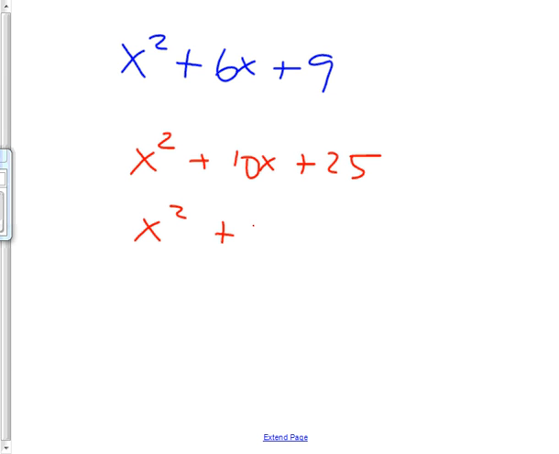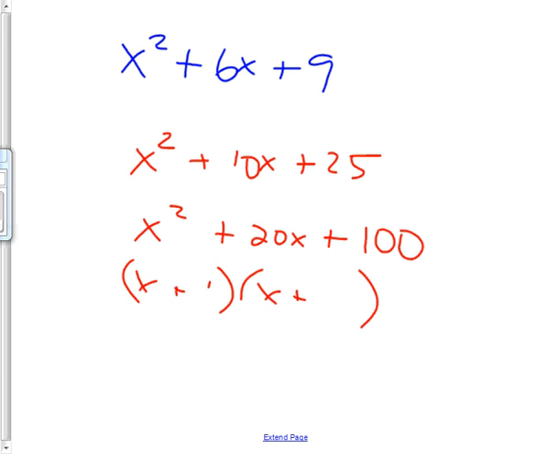Plus, let's go with 20x plus. Can you finish it for me? Not 100. Oh wait, yes it is 100. You're right. Sorry. Because why? Because when I go x plus, I got to use a 10 and a 10 to make the 20. Have you figured out a theme here?